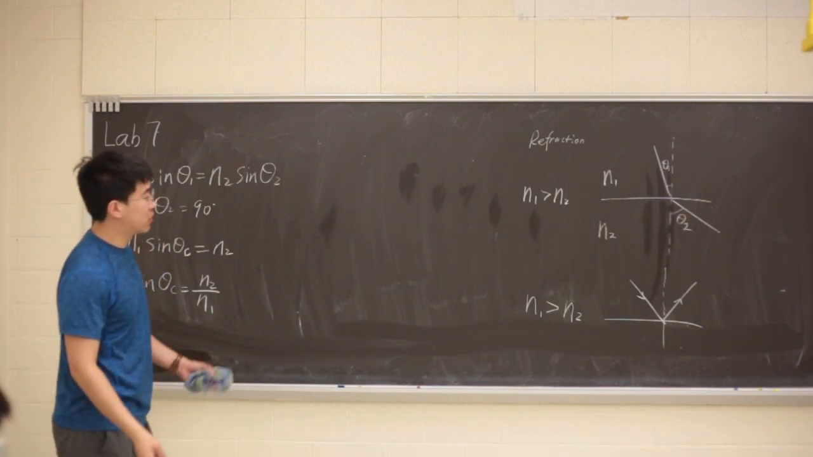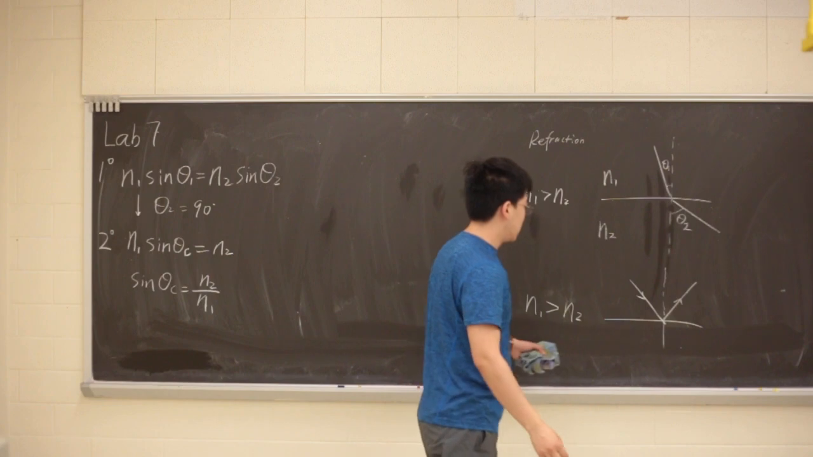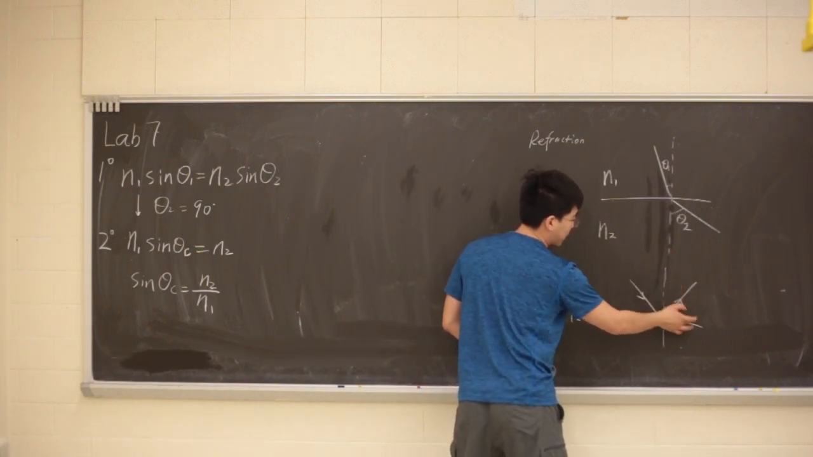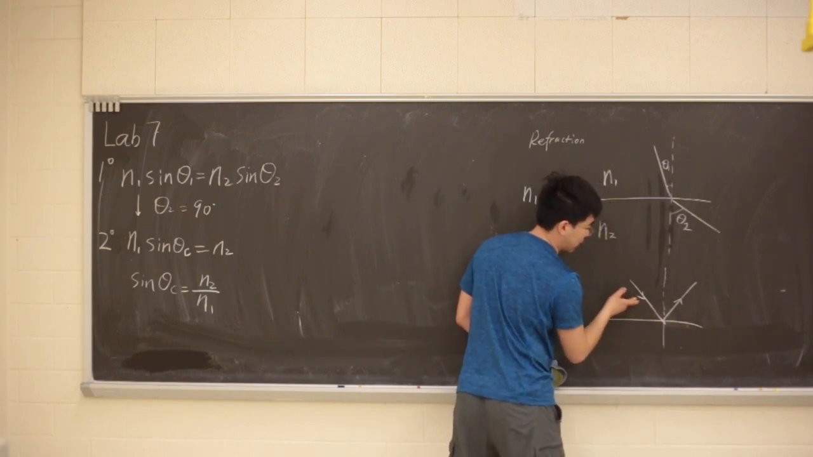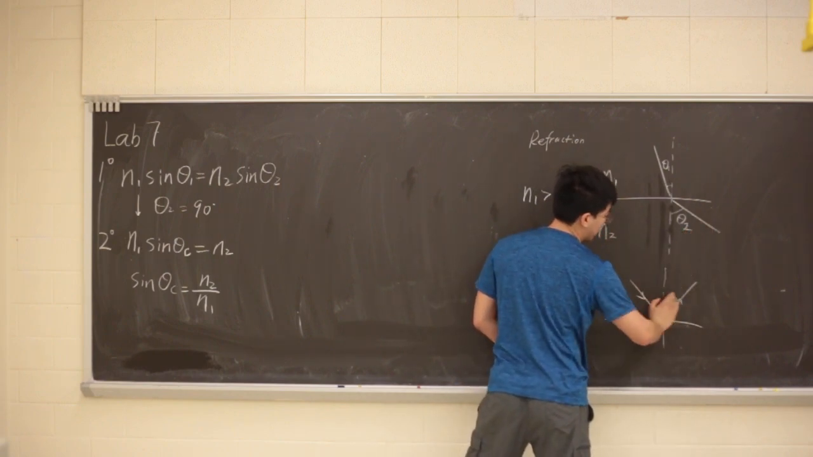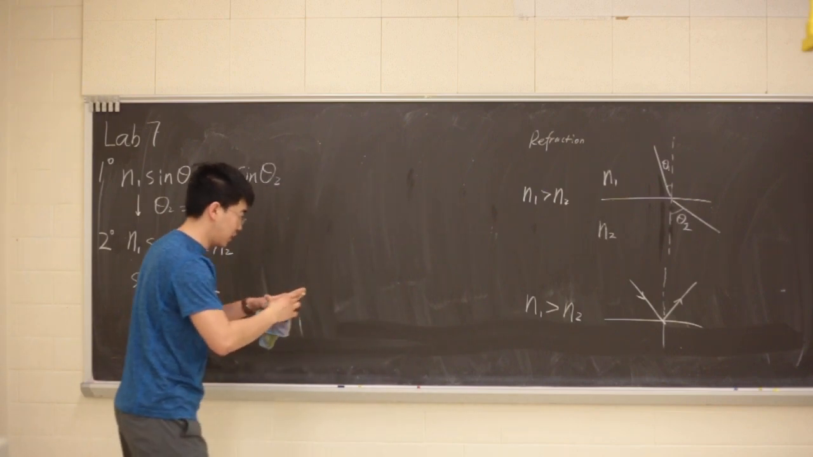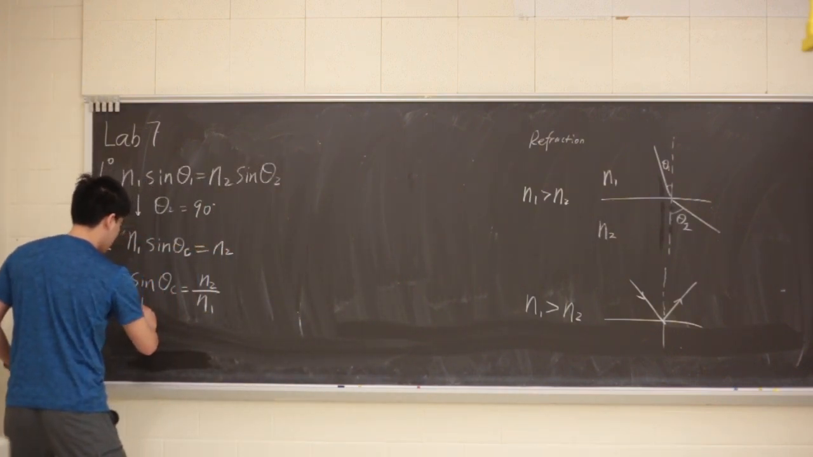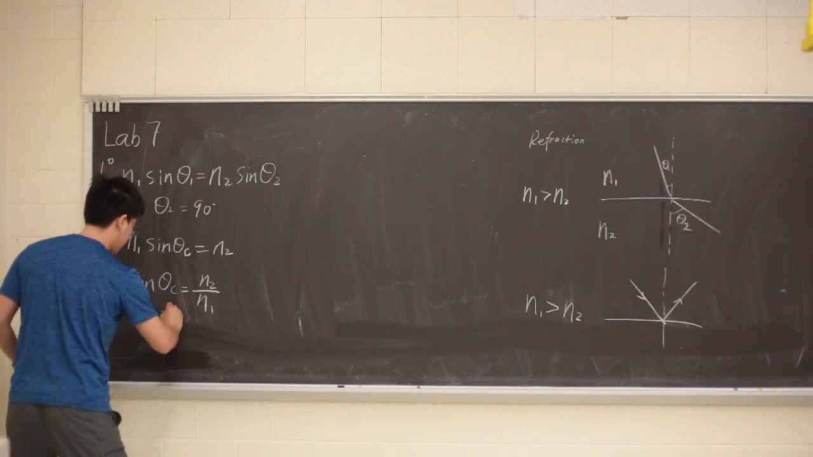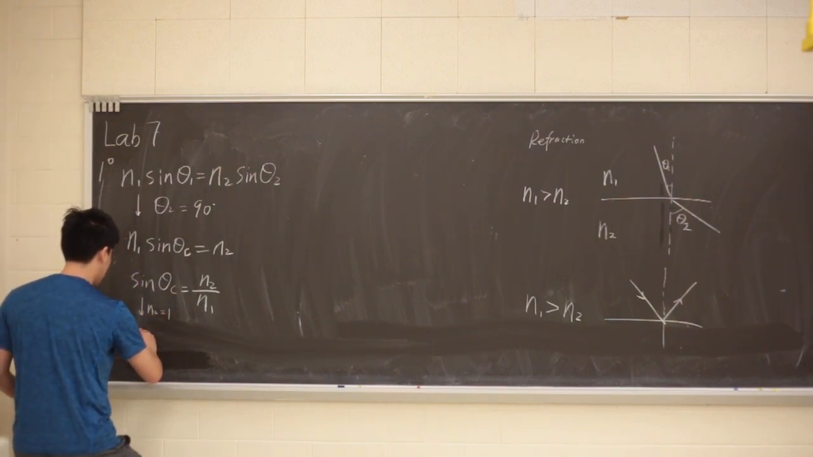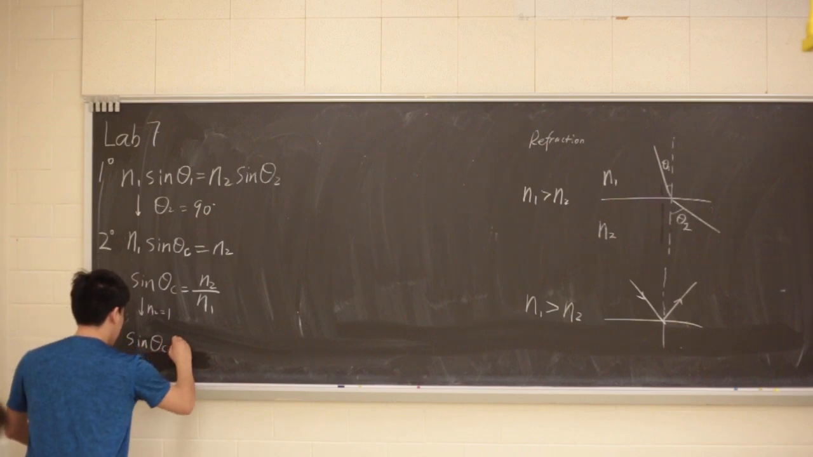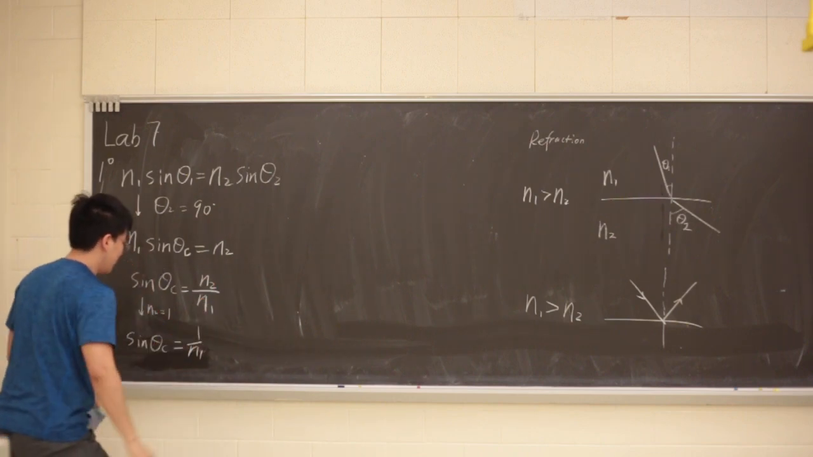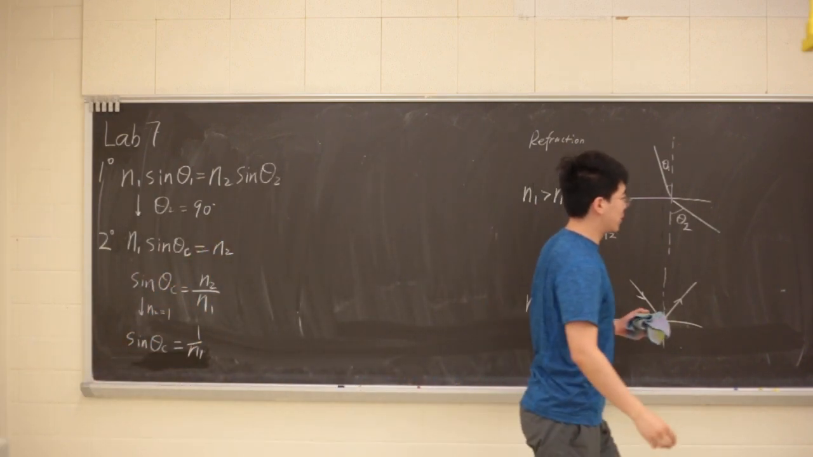For most of the cases, we do the refraction. N2 is air, right? So here is our ceramic, and here is the air, and then it's reflected this way within the ceramic. So that means N2 is 1. Then we have sine theta critical is 1 over N1. There we go. That's the total internal reflection.